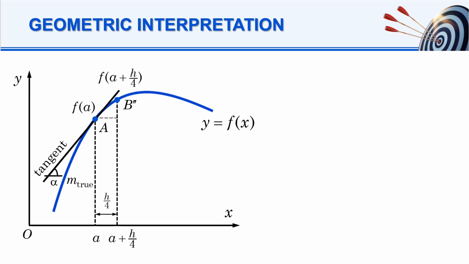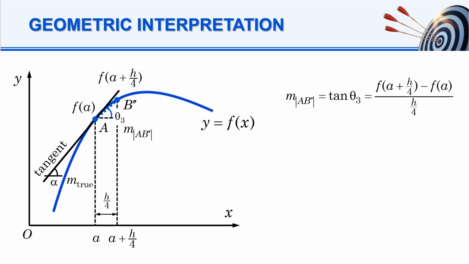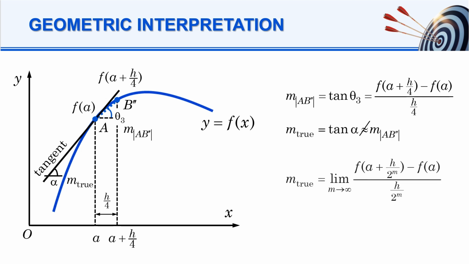The abscissa of the point B' is a plus h over 4. The slope of the line AB' approaches towards the true slope. Note that as h goes to 0, point B moves closer to point A along the curve, in which case the slope of the secant line becomes identical to that of the true slope.